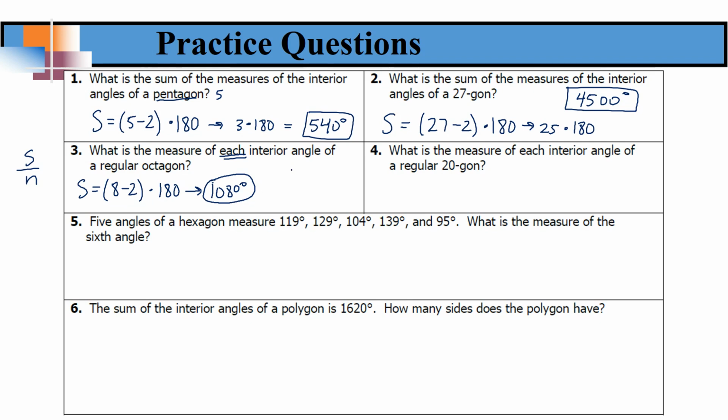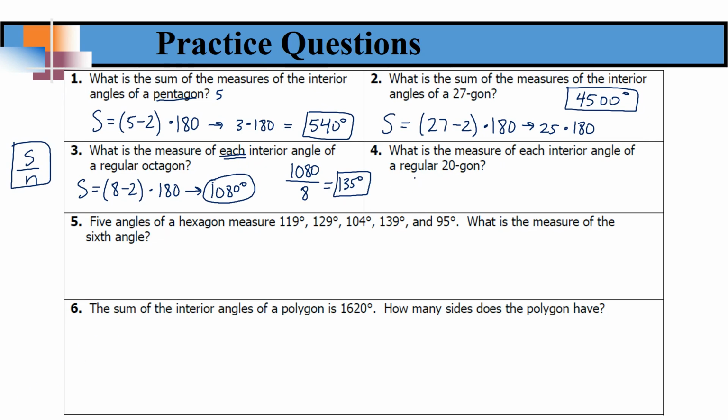To get our final answer, we need to take S and divide by n. So in this case, 1,080 divided by the number of sides, which is 8, and we find that the measure of each interior angle in a regular octagon to be 135 degrees. Let's try the same thing for number 4. In number 4 it says, what is the measure of each interior angle of a regular 20-gon?